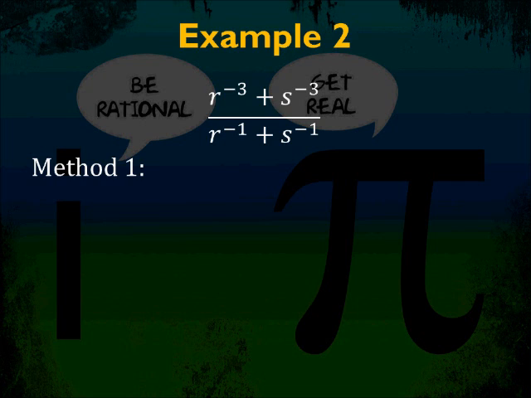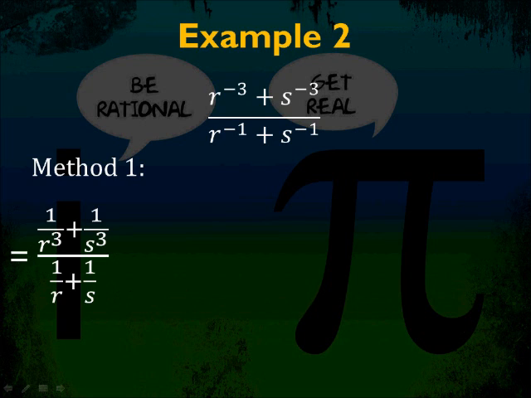So again, let's start with method 1. Of course, the first step we have to do whenever you have a negative exponent is to rewrite each negative exponent as a fraction of the positive. So r to the negative 3 becomes 1 over r cubed. s to the negative 3 becomes 1 over s cubed, and so on.